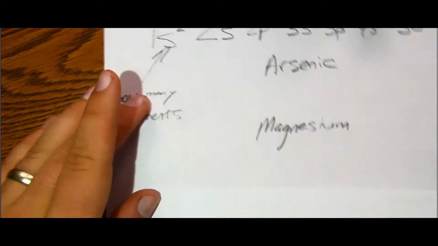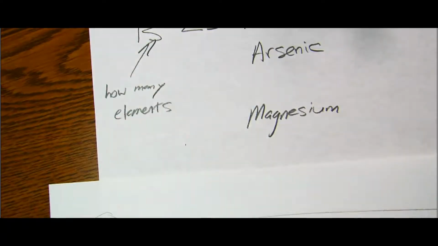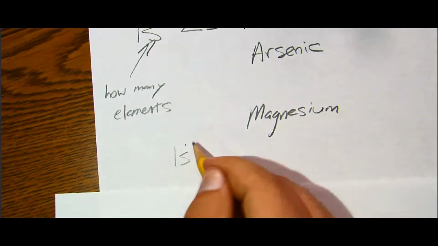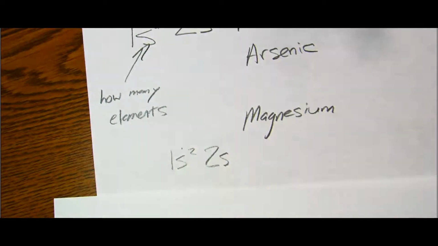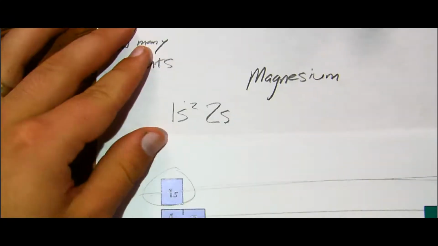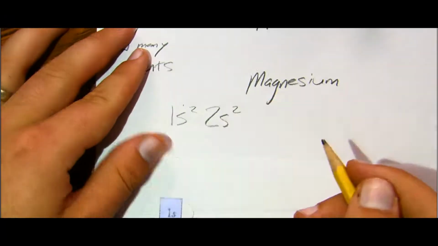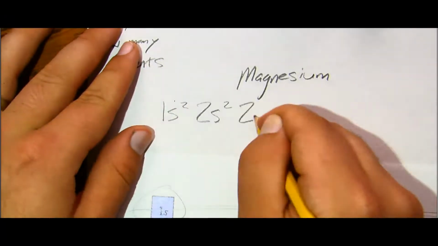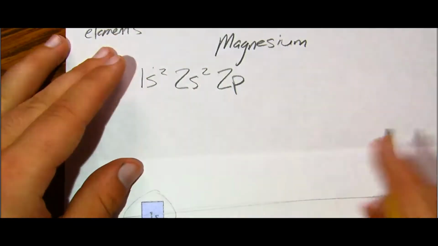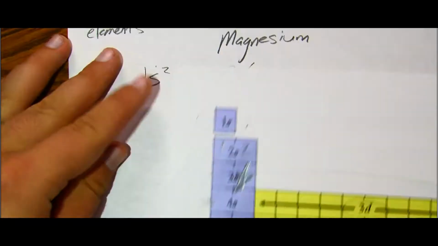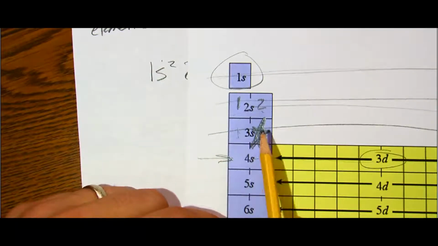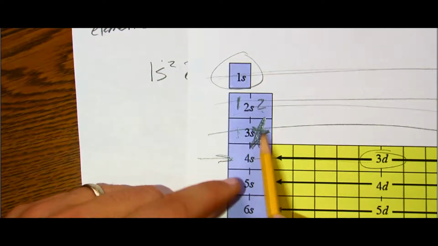All right. So I always start with my 1s. So how many's in my 1s? 2. How many's in my 2s? 2. Okay, 2s. And after 2s comes 2p going across the periodic table. How many's in the p section? 6. Okay, I'm where my star is. I'm at 3s. Is it 3s1 or 3s2? 3s2, okay.